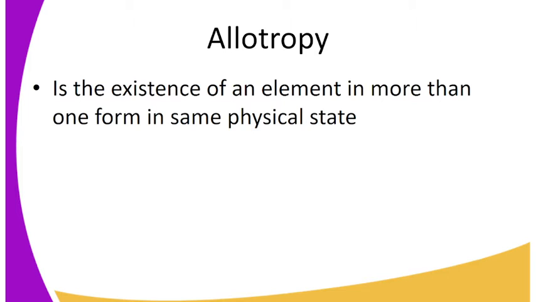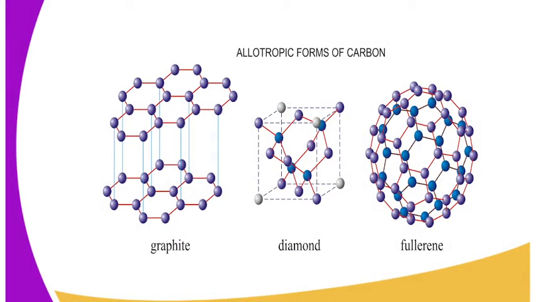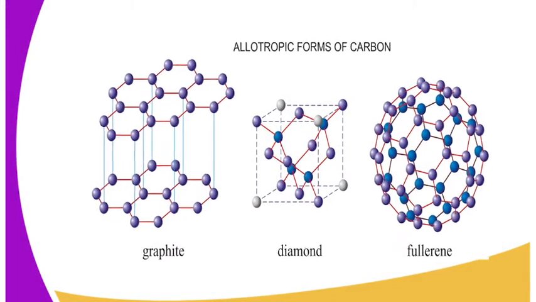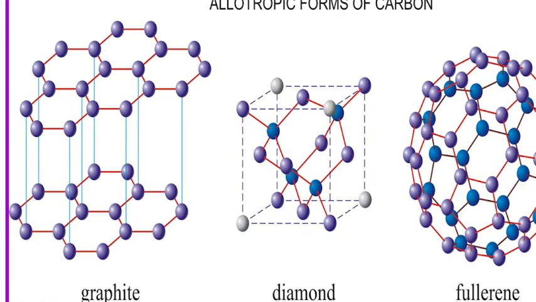What is allotropy? Allotropy is the existence of an element in more than one form in the same physical state. The different forms are called allotropes. Example: carbon has different allotropes, and these are graphite, diamond, and fullerene.